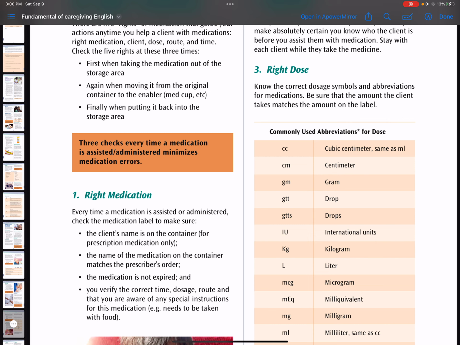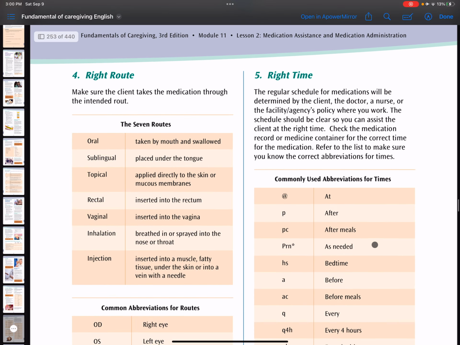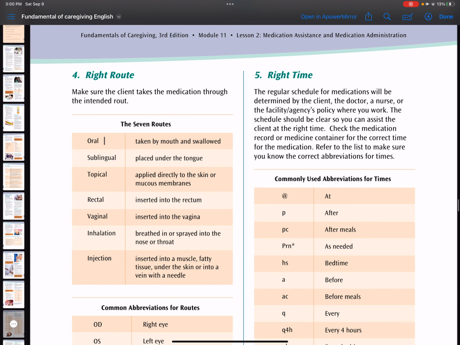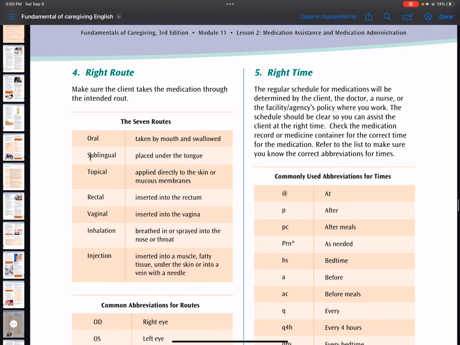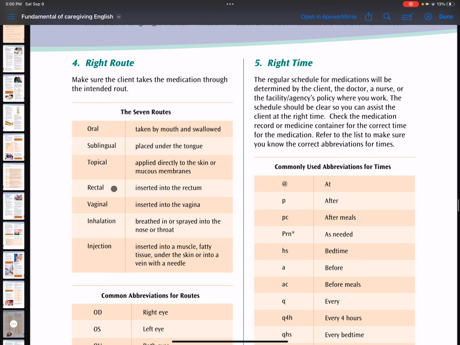And the fourth one is the right route, how we give it. Make sure the client takes the medication through the intended route. How? It's listed here in your book. Is it oral? Does the person swallow it? Is it sublingual? Do we have to put it under the tongue? Is it topical? Is this something we put on the skin? Is it rectal? Is it going in the rectum? Is it vaginal? Inhalation, does the person inhale it, or is it an injection? So we need to know the right route.